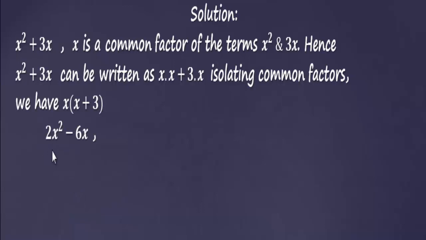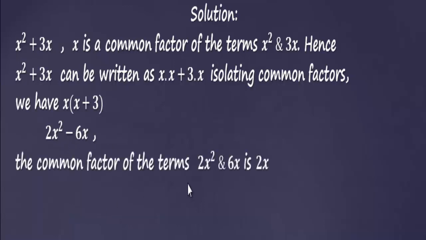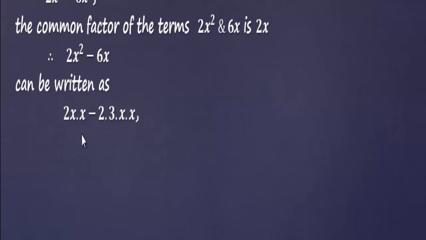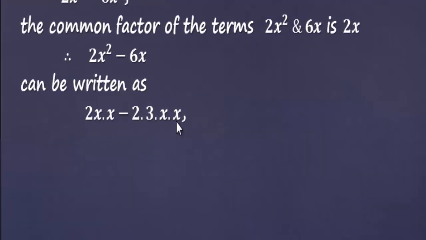Example number 1B, which is 2x squared minus 6x. Doing the same thing, what is the common factor here? I think 2 is common here and even x is common here, but let's see now. The common factor of the terms 2x squared and 6x is 2x. You will know why we get 2x now. You know that 2x squared minus 6x can be written as 2 dot x dot x, are you seeing it now? Are you getting it now? Minus 2 dot 3 dot x.